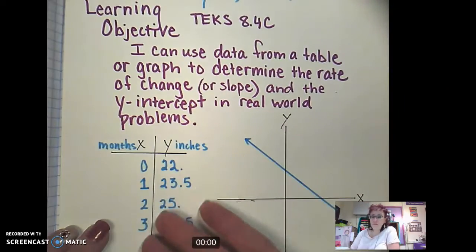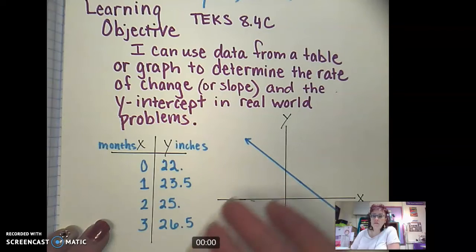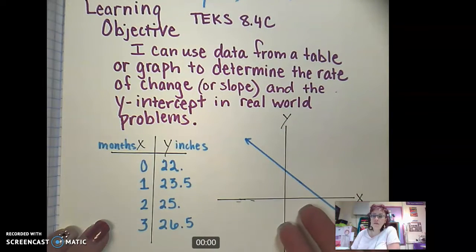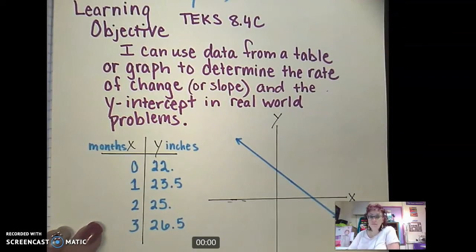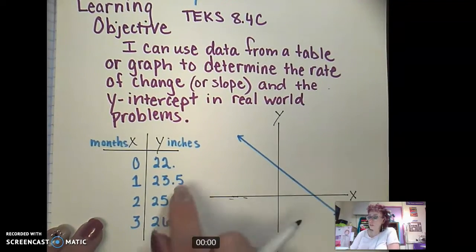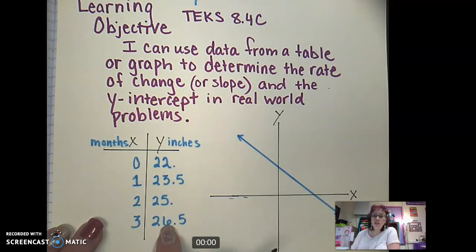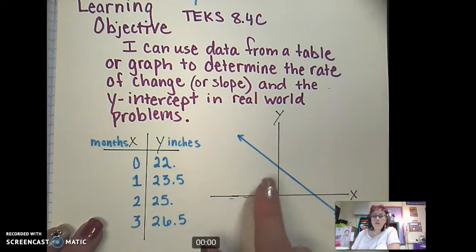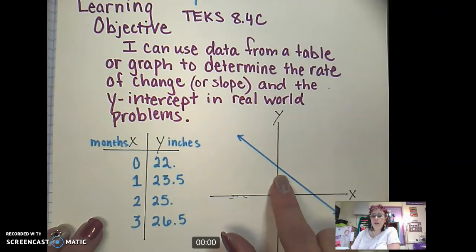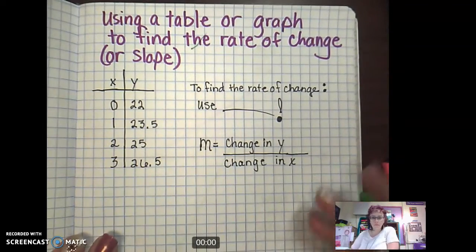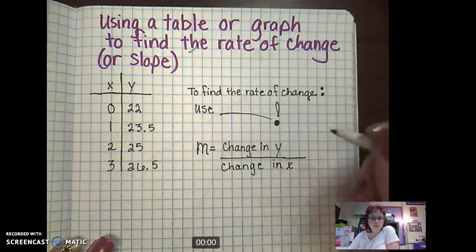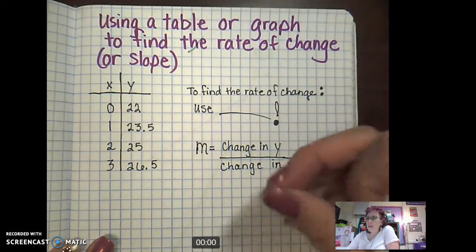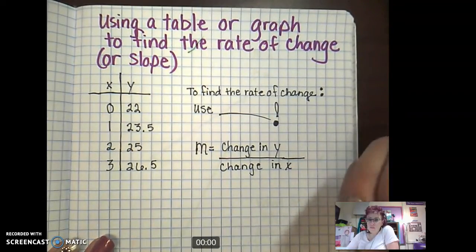So here you go. Here's a table with data. Here's a graph with data. The line would be considered the data. So we're going to be able to determine the rate of change from the table, and then we'll be able to determine the slope. Okay, here we have a graph. Here we have a table. So the way that you're going to find the rate of change.